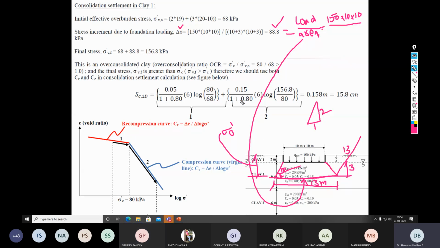Is it always two vertical to one horizontal, or can it be two horizontal to one vertical, sir? It could be anything. In general, if nothing is mentioned, you can take one horizontal to two vertical. You can take 1:1, you can take 1:2, you can take 2:2. Anything is valid. Absolutely no problem.